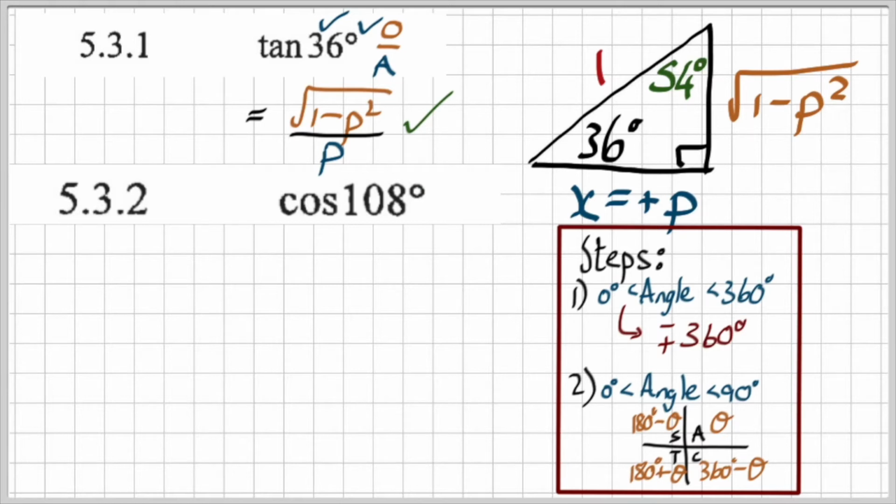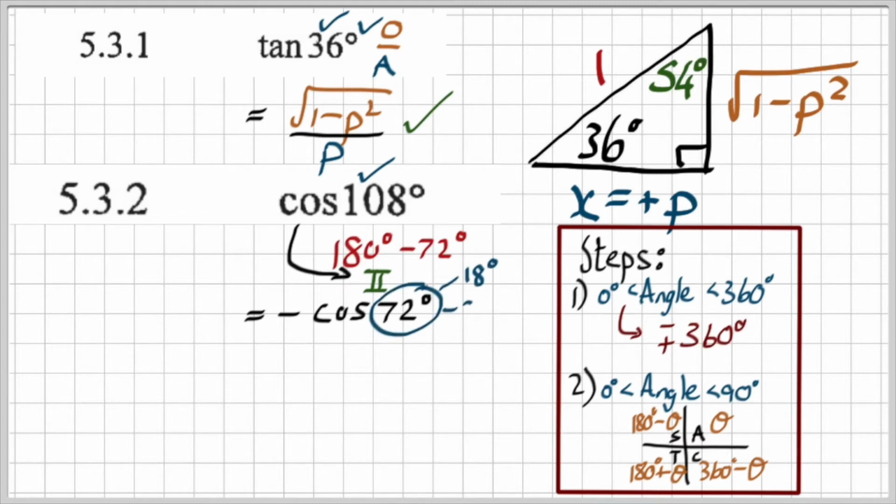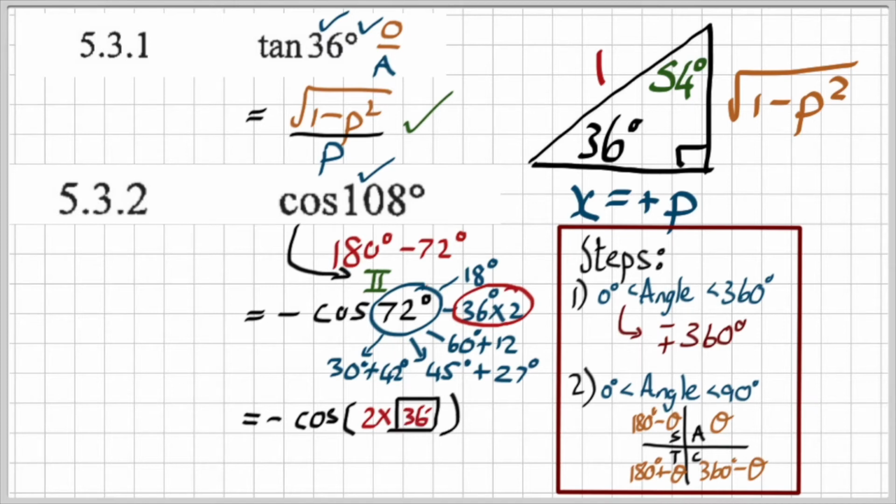Let's look at cos 108. First question, is it between 0 and 360? Yes, but it's not between 0 and 90. In the second quadrant, I now have negative cos 72. When I've got 72 degrees, again, I'm going to open up my mind as wide as I can at this moment and look at all the possibilities. I can look at 18 degrees. I can look at 36 times 2, 60 plus 12, 45 plus 27, or I can look at 30 plus 42. Which one has an actual 36 in it? Well, 36 times 2. So this means I can use negative cos 2 times 36.